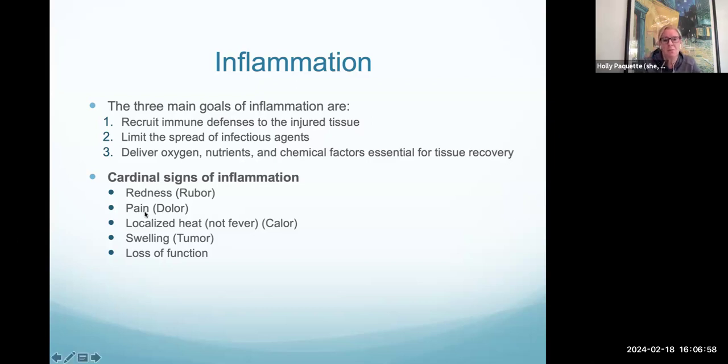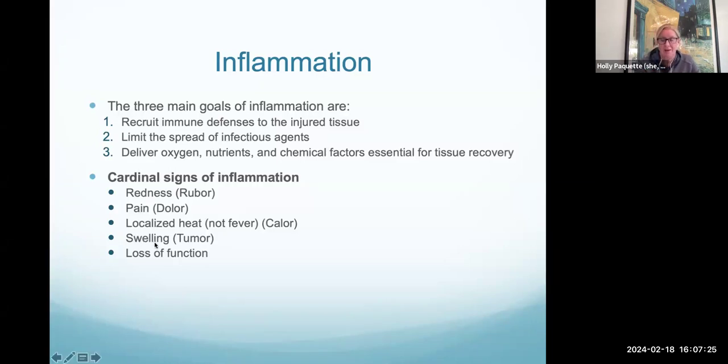It also causes pain, which we refer to as dolor. And often that's because with inflammation, all this influx of fluids to the area puts pressure on our nerve endings that we perceive as pain. You can have localized heat. It's not fever, but it's just localized to that area. And that's often caused, again, because we have blood rushing to the area. Blood is coming from the core of the body, often warming that area when it's there.